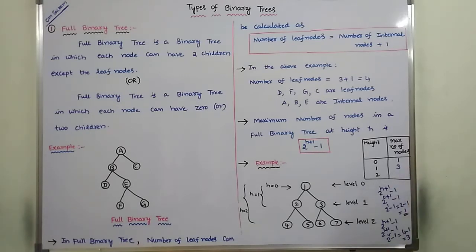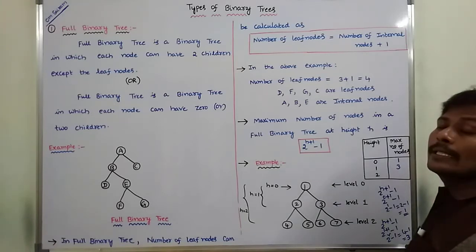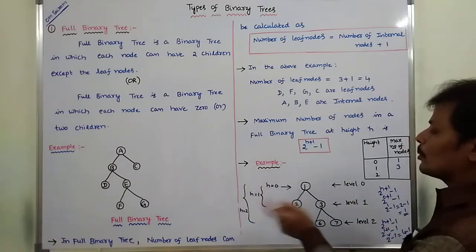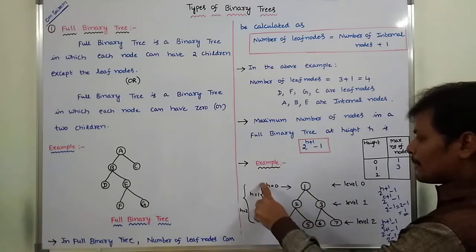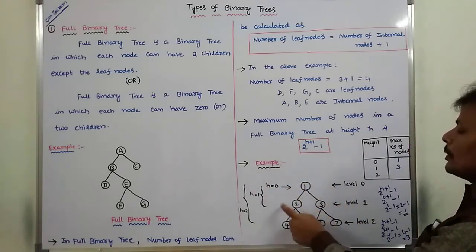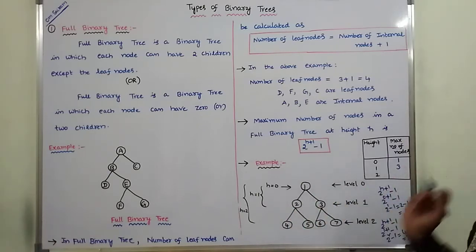So maximum number of nodes at height h is equal to 1 is 3. That means first node, second node, third node. H is equal to 1 means, so from this place to this place. How many number of nodes are there? 1, 2, 3. 3 nodes are there.